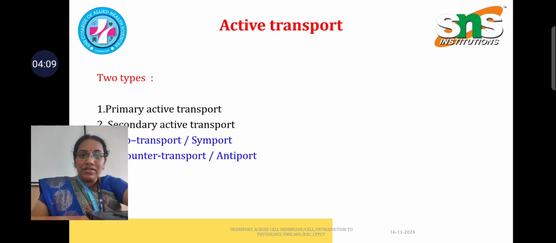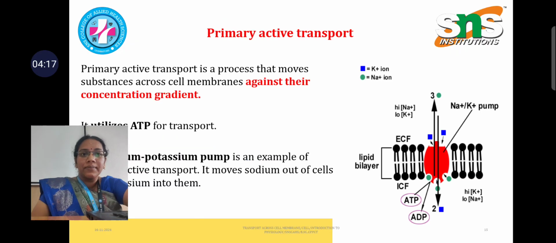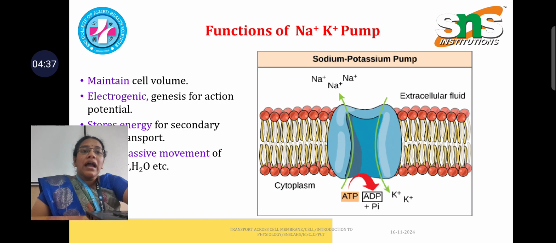Active transport is of two forms: primary active transport and secondary active transport. The secondary active transport is further divided into symport and antiport. We have already seen what primary active transport is. It works with the help of ATP energy and it is against a concentration gradient. In this image you can see that 3 sodium ions go out of the cell, whereas only 2 potassium ions come inside, making the cell more positive. The function of the sodium potassium pump is to maintain cell volume and be electrogenic, and to store energy, which is also helpful for passive transport.